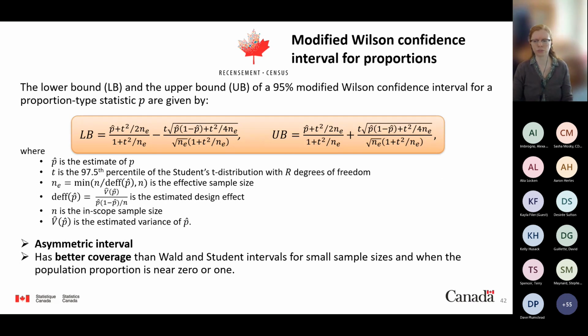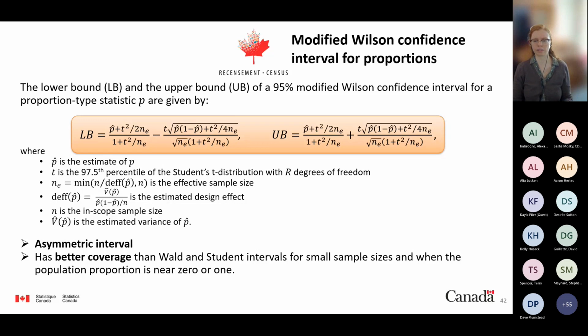And the second confidence interval method that's used for the census is the modified Wilson confidence interval for proportions. What's probably most evident from the slide is that the formulas for the bounds of this interval are more complicated than for the Wald and the Student intervals. This has to do with the sampling distribution for proportion statistics. But the main thing to keep in mind is that this interval, which is more complex to define, has better properties. In particular, it has better coverage than the Wald and Student intervals.